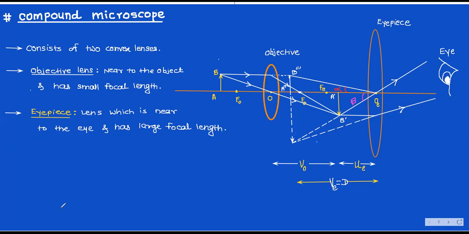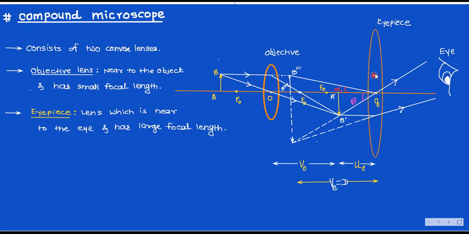Okay, so next. Now one more time I am explaining the diagram. Listen carefully, it is very easy, but if you see the diagram, you will feel that it is a little bit big diagram. So what you have to do, if you know the ray diagrams of convex lens, first you keep object beyond F naught. You can see here. Let me take one focus point. See here. So this is objective lens, which has small focal length and which is placed near to the object. That's why we are calling it as objective lens.